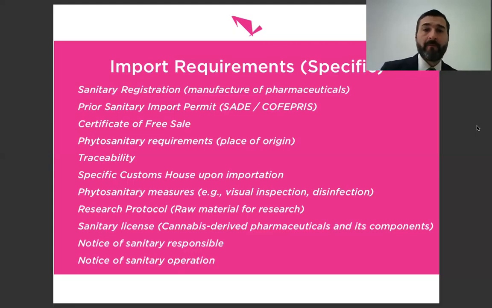Okay, now you have to file in some other cases a research protocol, a sanitary license. This is specifically applicable to cannabis-derived pharmaceuticals and components, okay? And traceability, okay? This is something huge also. We have to inform the authority. At this point in time, it is not clear what the mechanisms are going to be for identifying this traceability. Okay, we don't know at this point in time.